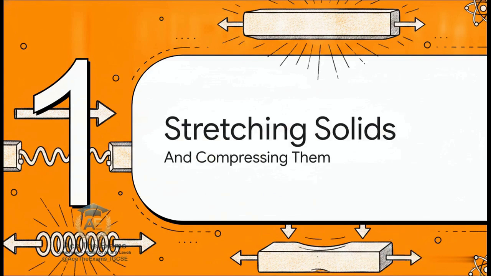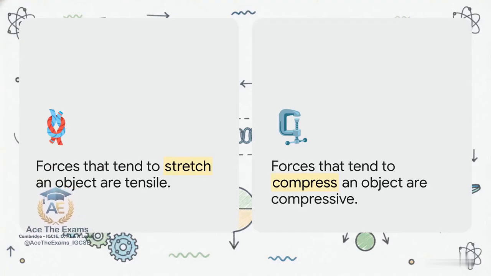Section 1. Stretching and compressing solids. First things first, we need to define the physical reality of the specific forces we apply to actually change an object's shape, because things don't just bend on their own. To change the shape of an object, you have to apply forces in opposite directions.